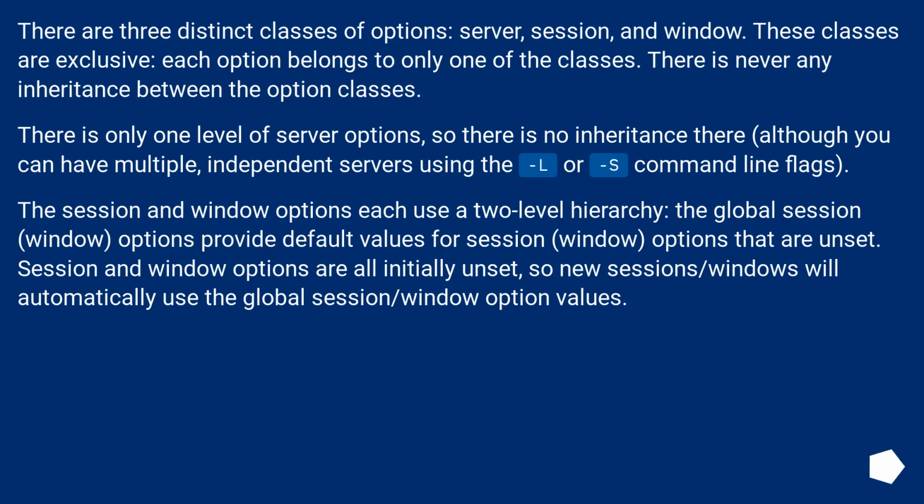There are three distinct classes of options: server, session, and window. These classes are exclusive. Each option belongs to only one of the classes. There is never any inheritance between the option classes. There is only one level of server options, so there is no inheritance there, although you can have multiple, independent servers using the -L or -S command line flags.